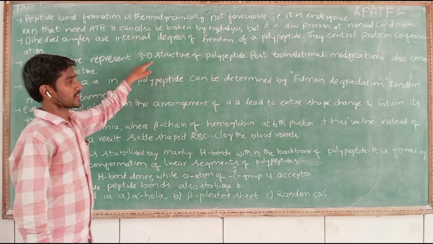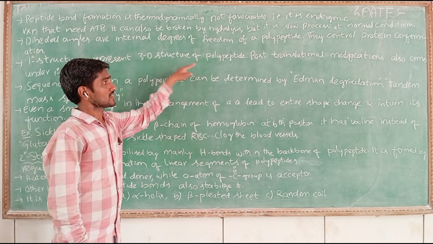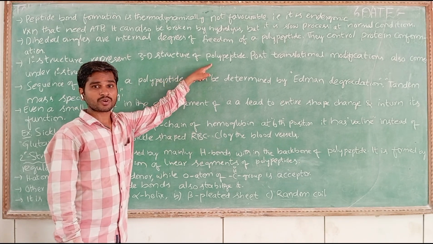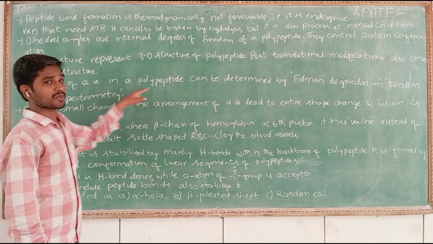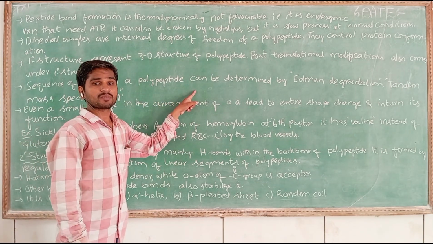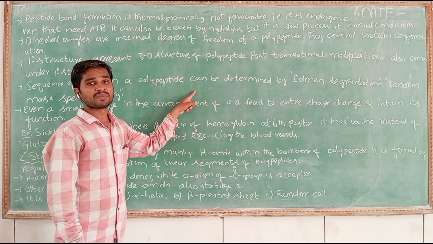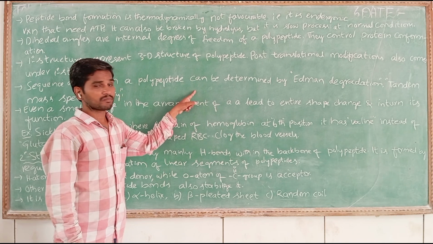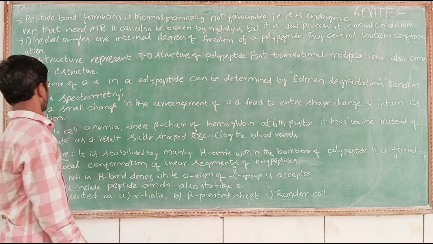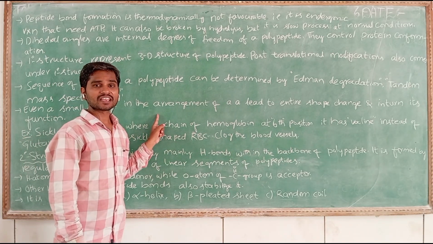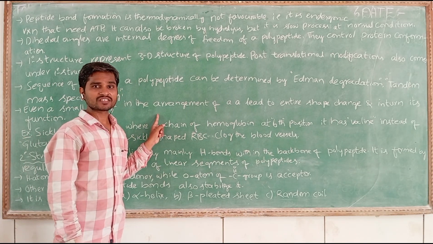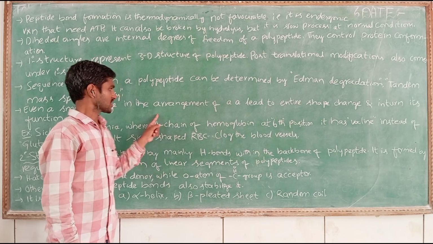Primary structure determines the 3D structure of the protein. Post-translational modifications of the polypeptide also come under primary structure. The sequence of amino acids in a polypeptide can be determined by using Edman degradation and tandem mass spectrometry. Even a small change in the arrangement of amino acids in a polypeptide can lead to a change in the entire shape, and as a result, its function.